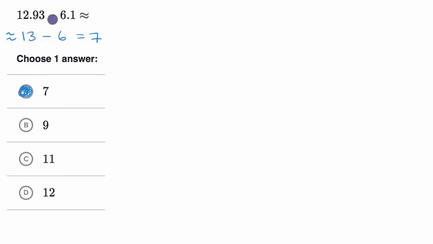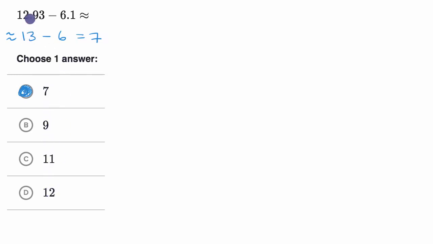And when you're doing estimation, you might have gotten a slightly different result, but I'm guessing that the way this question was set up, if you do any type of reasonable estimate, you are going to have a number that is closer to 7 than any of the other choices.